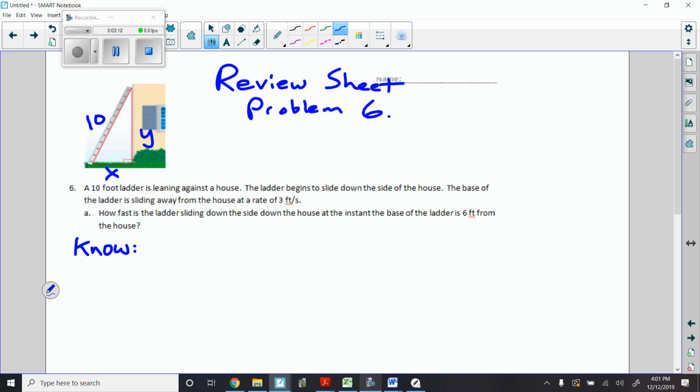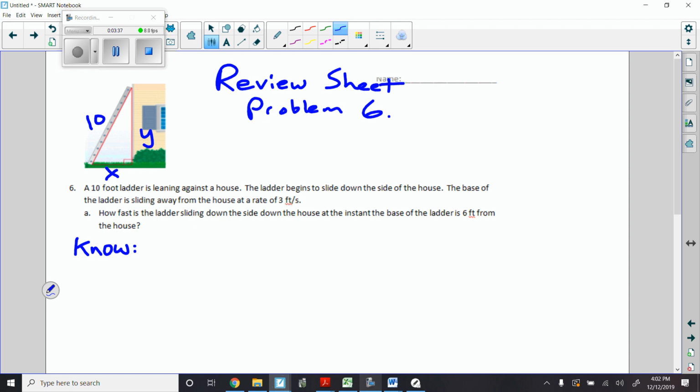Okay, so again, when I reread the problem here, I see a 10-foot ladder is leaning against a house. That's constant, so I don't need to add it to my no column. But the next part I do. The ladder begins to slide down the side of the house. The base of the ladder is sliding away from the house at 3 feet per second. So the base of the ladder I know is the bottom of the ladder. That is moving away from the house at 3 feet per second. 3 feet per second is clearly a rate.